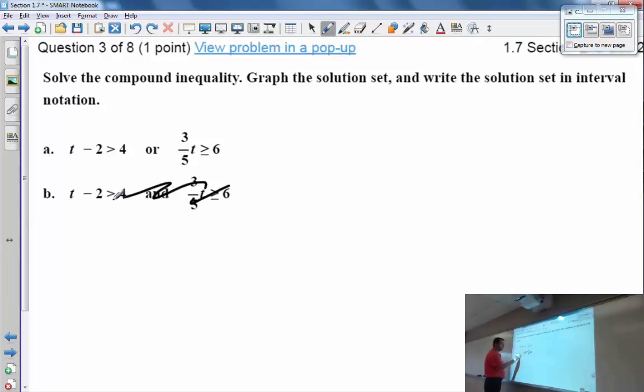This is not our concern right now, okay? Don't be confused by this. Part A. There are two inequalities here. I will take each one and solve it.